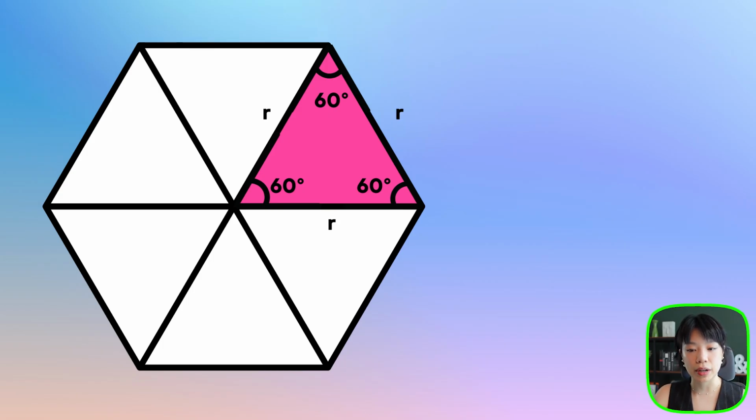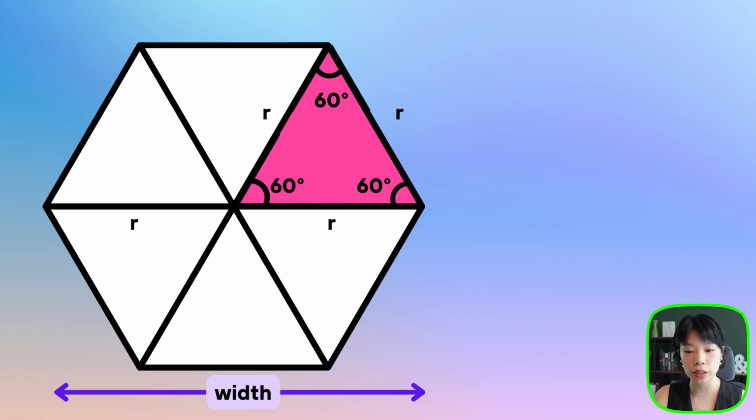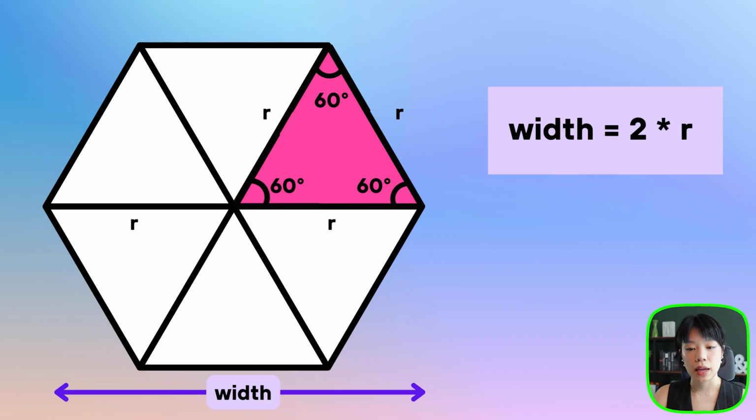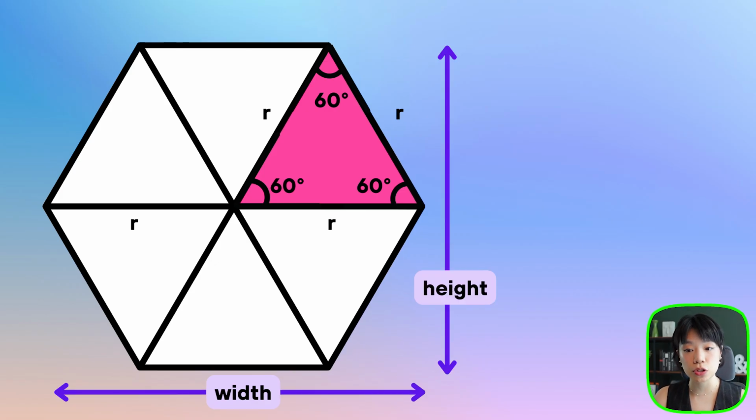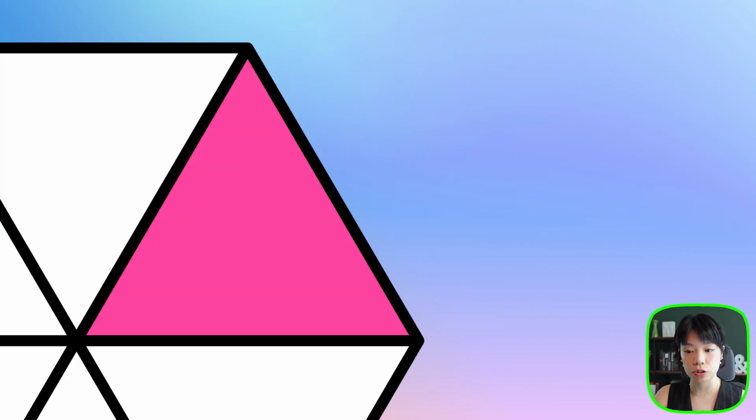Now let's start with the radius r. This is the distance from the center of the hexagon to any of its corners. The width of the hexagon is how far it stretches from the far left corner to the far right corner, which is 2 times r. And then the height, it's a little bit trickier, so let's zoom into one of these equilateral triangles.